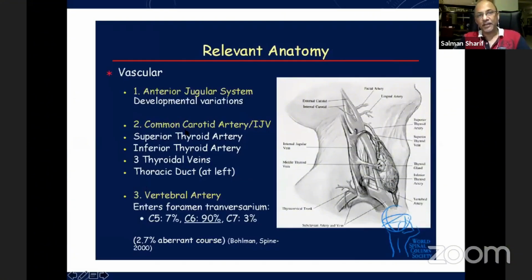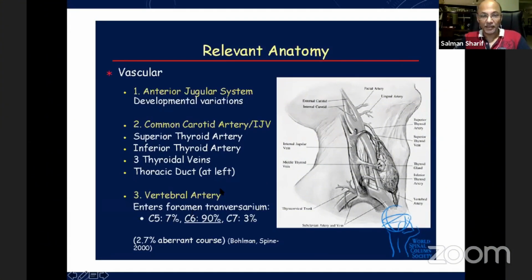The vascular anatomy is the anterior jugular system. You come across it, and the important thing is you make sure you dissect in between. If it's a single level, it's straightforward. If it's more than one level, sometimes you may have to tie a vein or coagulate it, or may have to tie one of the arteries which come in your way if you're doing a multi-level procedure. The thoracic duct usually comes down at the lower end and curves in and enters here, and you need to be wary of it on the left side.